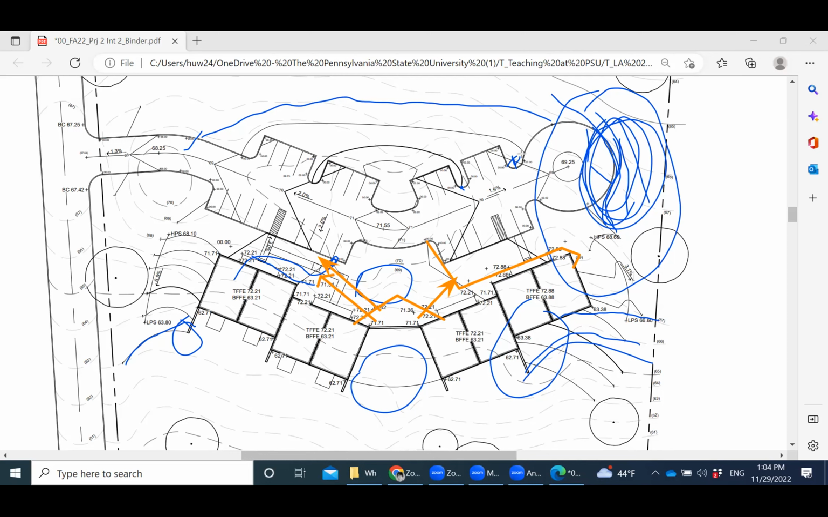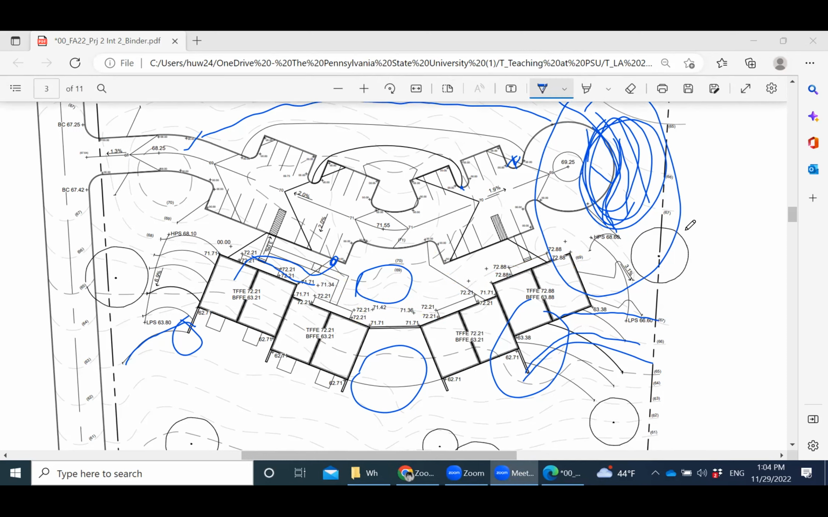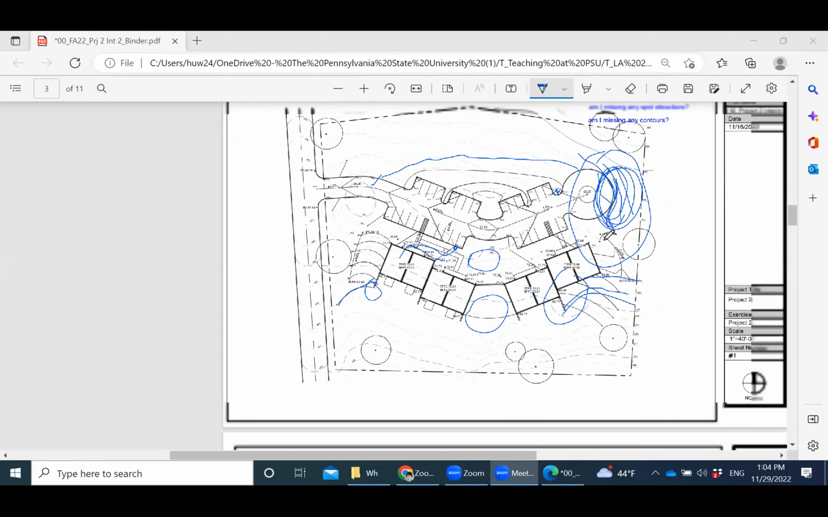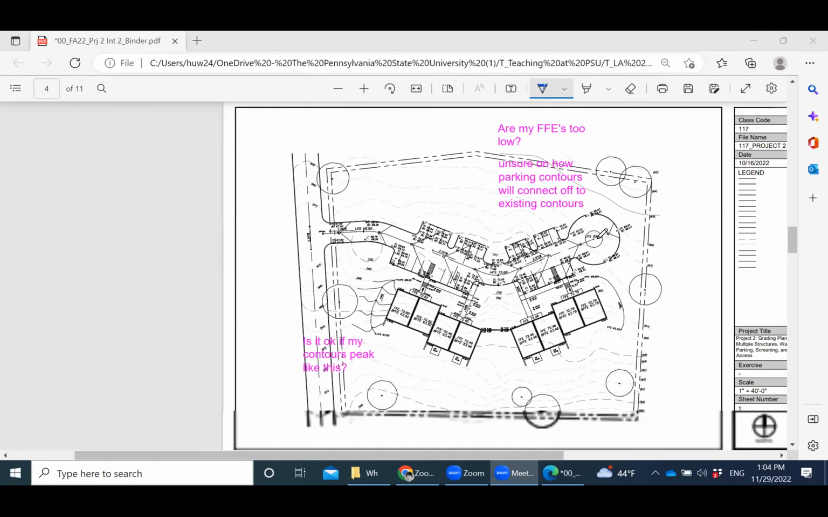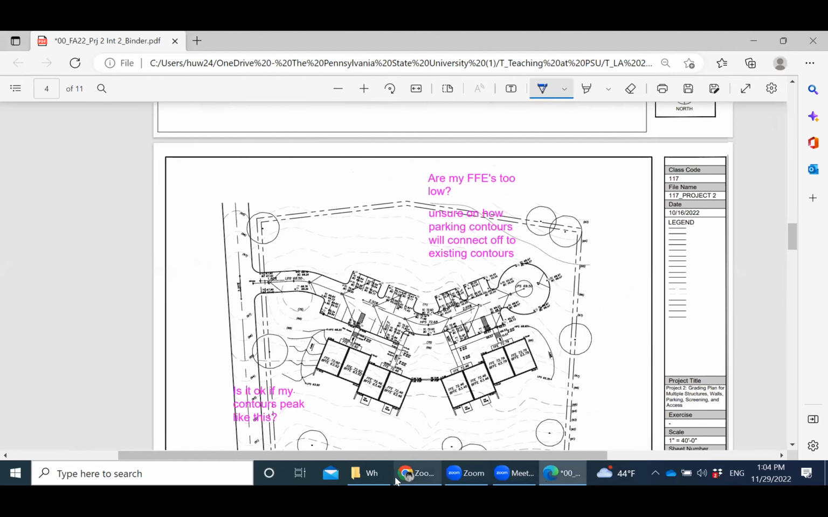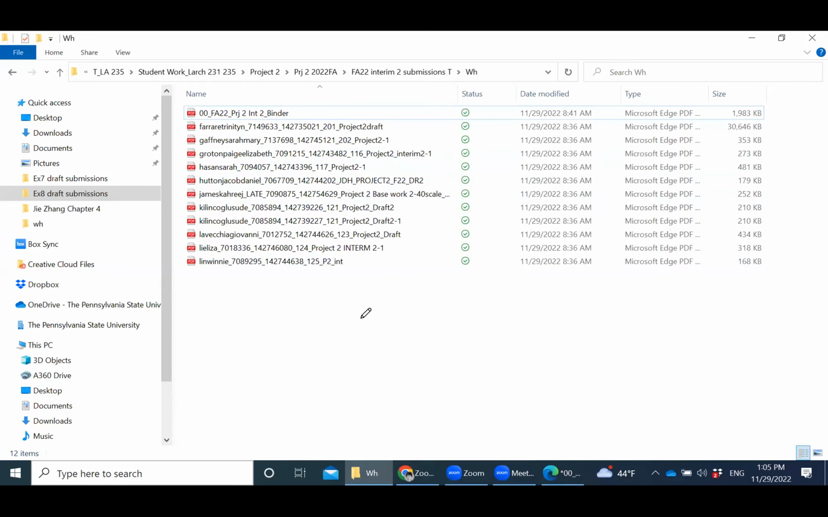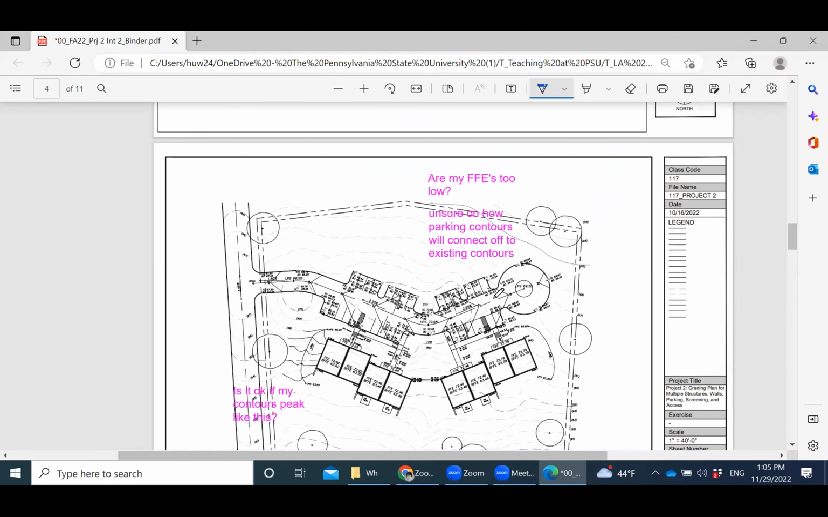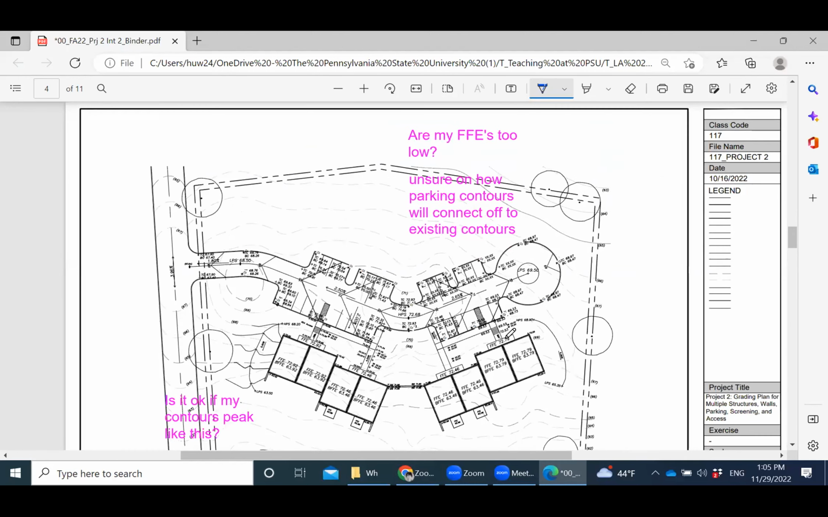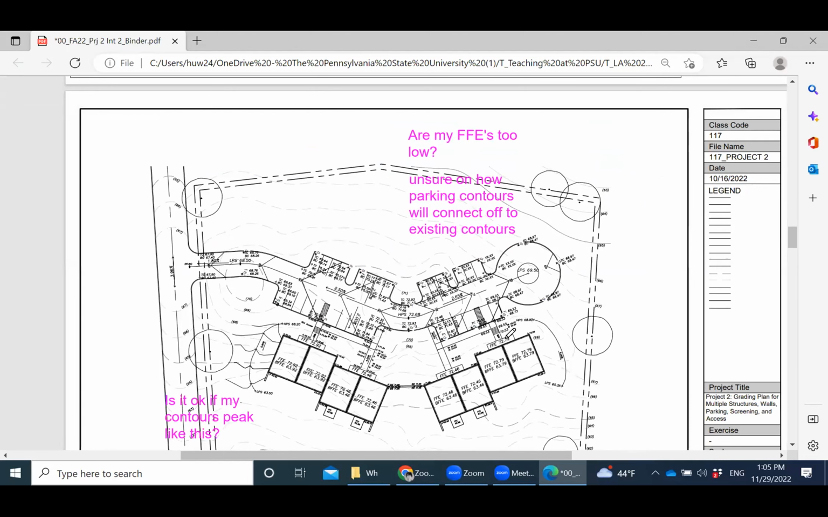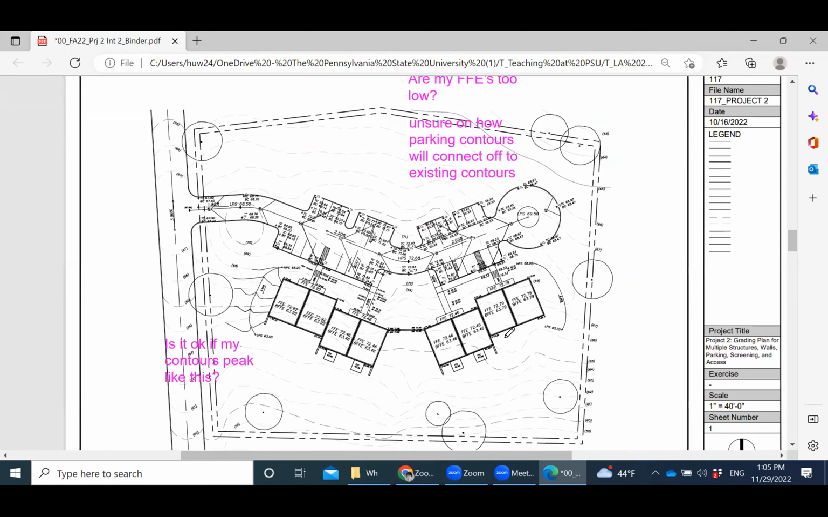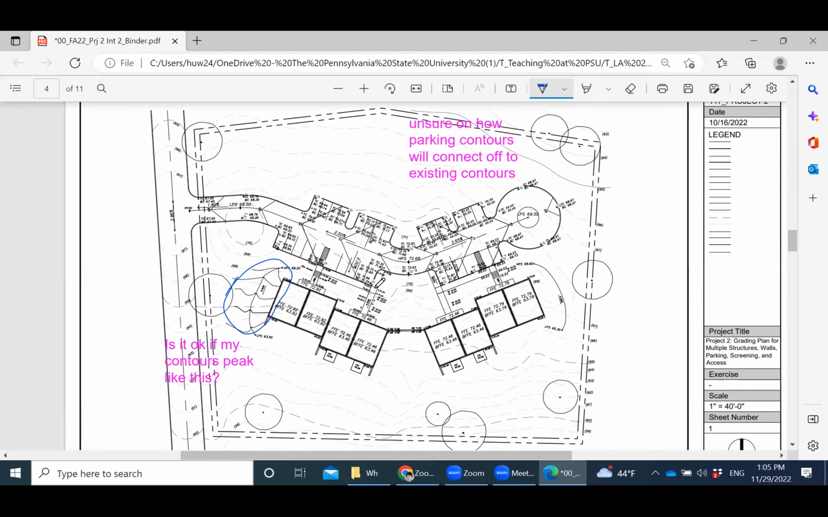Okay, well, let me know if you have more questions, but I'll move forward to the next submission now. So this one is 117 Rose. Okay, you're there. Cool. So FFEs, how parking connects off the existing contours. And then, yeah, very likely it is not necessary for you to have a small swell in that area. Let me take a look at your FFEs first.